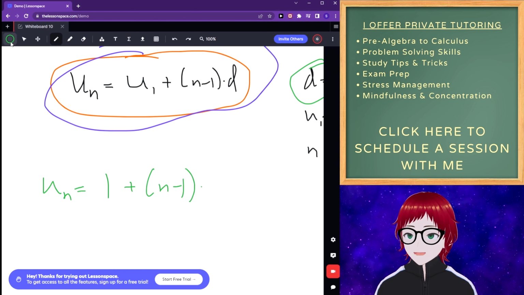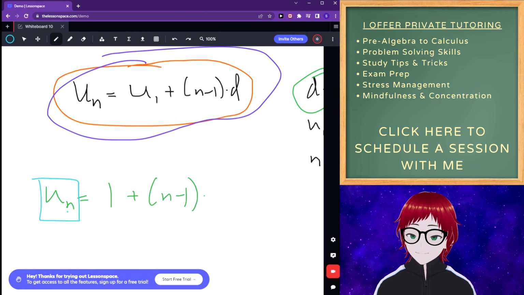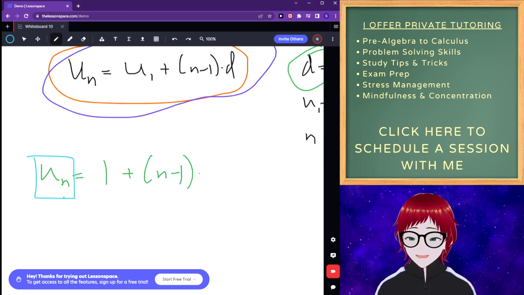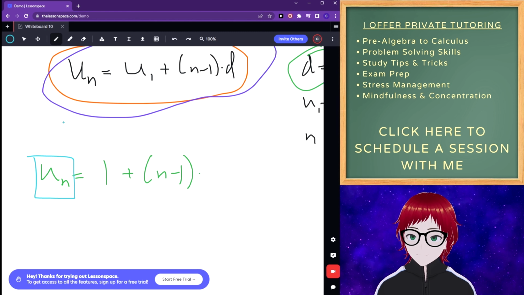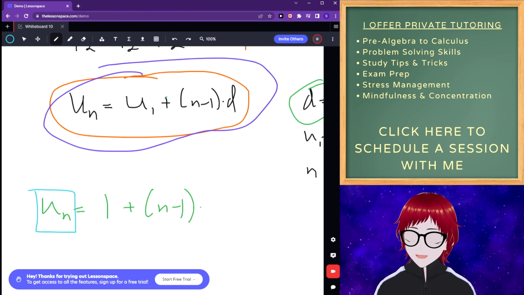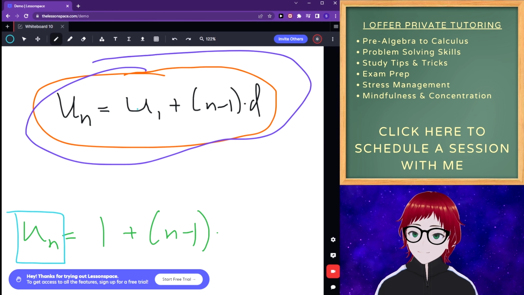All you really need to understand about this expression is that un describes some term in this sequence given by the integer n, right? So u1 would represent the first term in the sequence, u2 would represent the second term, u3 would represent the third term of the sequence, and so on. That's all that un really means. You just tell me which term of the sequence this is, and based on the relationship between the terms, I can tell you the value of the term in question.